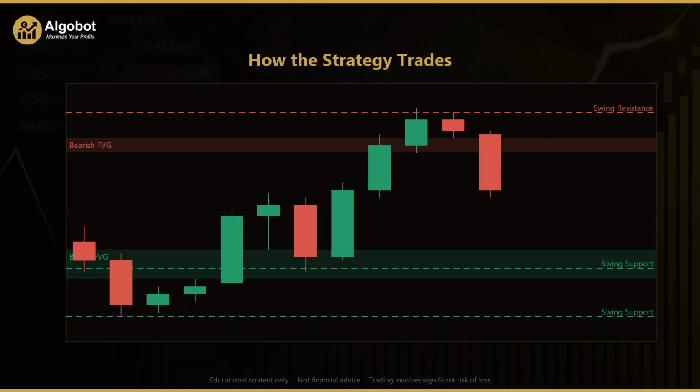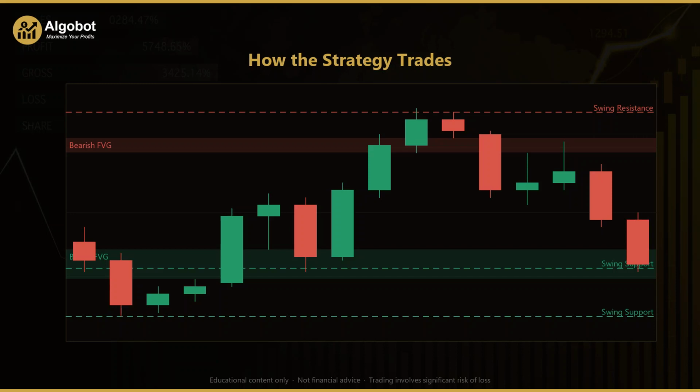Price pulls back, and the sixth candle dips into the gap and closes back above its base. The level held, so the buy entry triggers. From there, price climbs steadily, candle by candle, until it reaches the swing resistance line near 1.0895, where our take profit is hit and the long is closed.